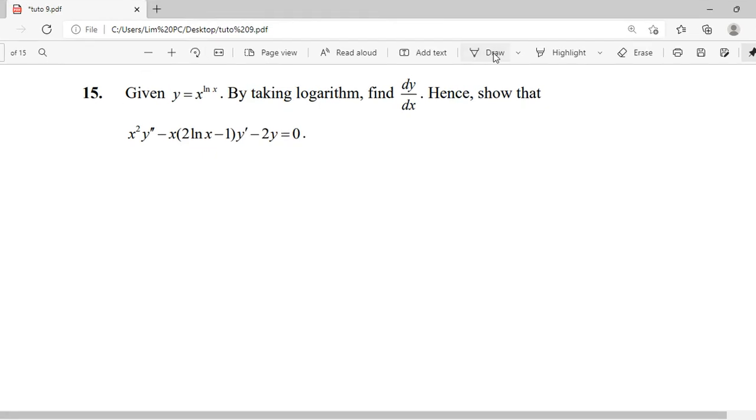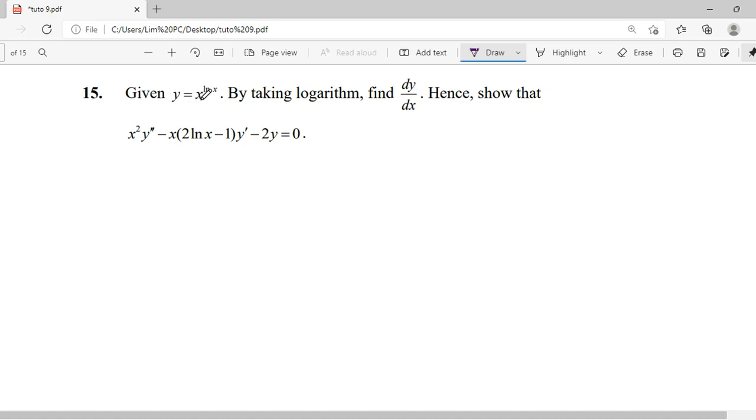For question 15, given that y is equal to x to the power of ln x, this question says to take the logarithm, find the first derivative, and then show this equation. So look at our function here.